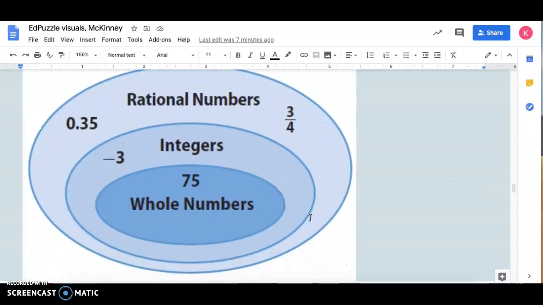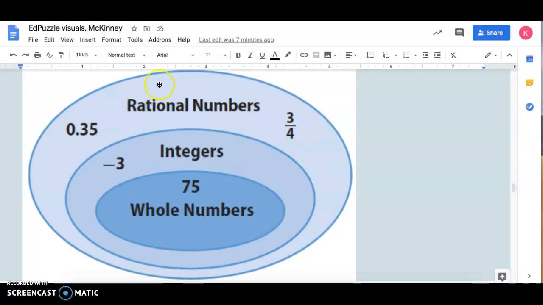All right, we've got some visuals first. So we've got these number types, and a lot of times people like to put them in different visuals. This means that all of the whole numbers are also integers. All of the integers are also rational numbers. So here we have the number 75, and in our music video, it had a checklist. So click on all of the number types that fit for 75.